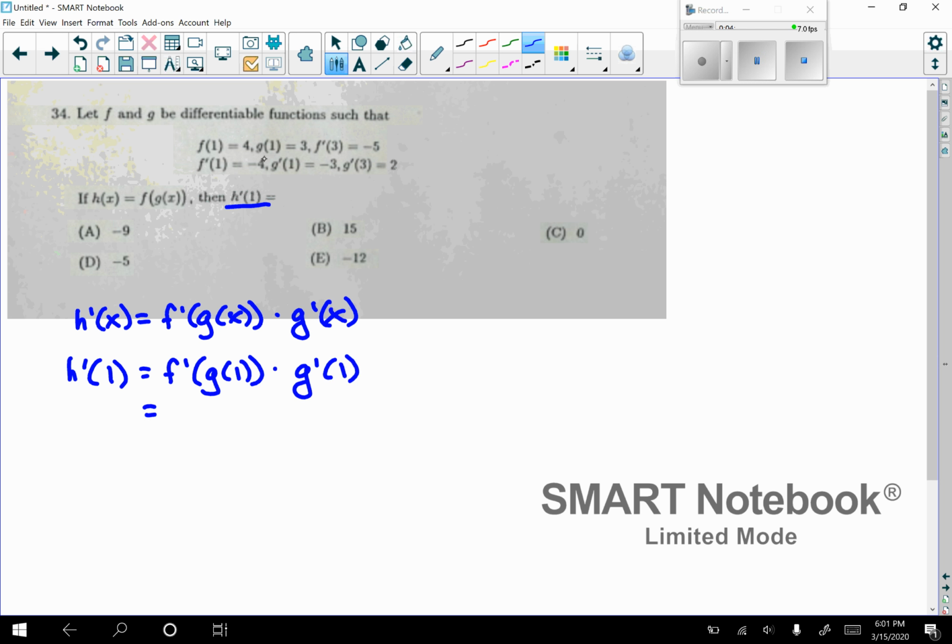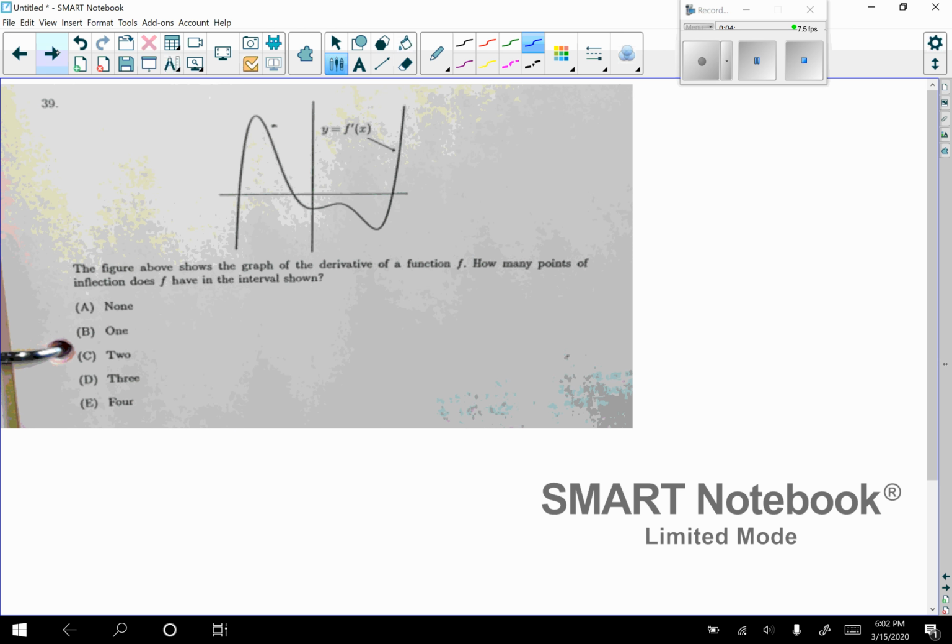Go back up here, g of 1 is equal to 3, so we get f prime of 3. G prime of 1 is negative 3, so this is just negative 3. Then we need to go back and look. F prime of 3 is negative 5, so we get negative 5 times negative 3, positive 15.